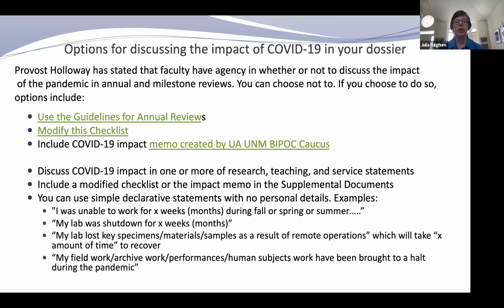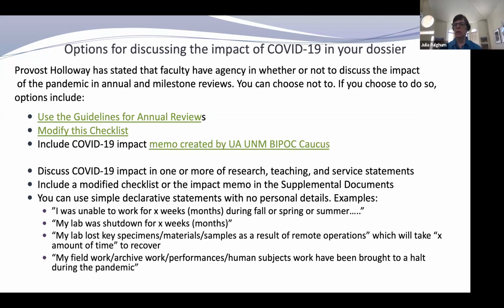So you could say, I was unable to work for X weeks or months during the semester or the pandemic. You don't have to say why. It could be you were sick. It could be a loved one was sick. It could be really intensive childcare. There's all kinds of reasons. You could just write, I was unable to work.